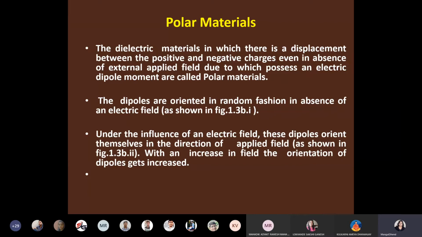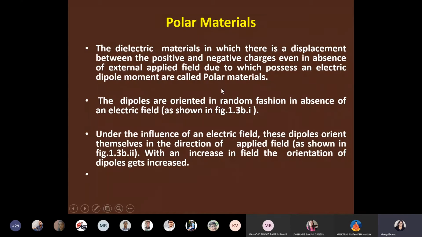Now, what are polar materials? In polar dielectric materials, displacement will be there even in the absence of an electric field. So polar material means what? Even if the field is zero, there is a displacement between the positive charge nucleus and the negative charge revolving electrons, or two charges will be there in that.